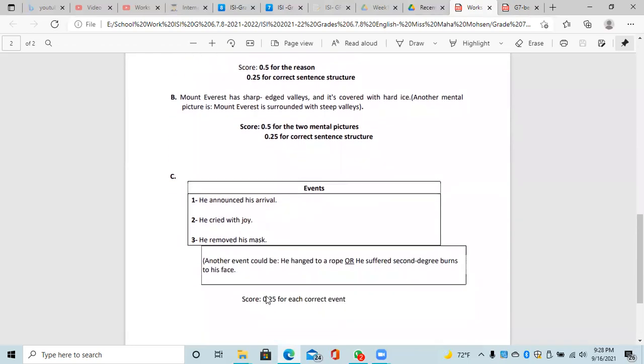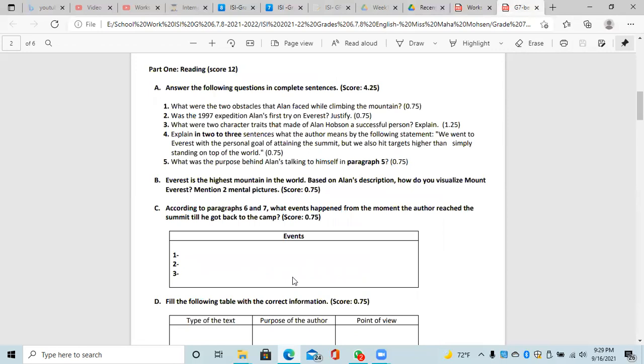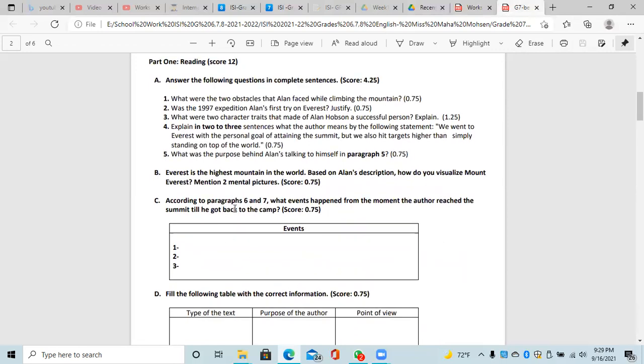Part C, which is the last part in this video that I'll be talking about. As I said, the other parts will be homework. So part C, according to paragraphs 6 and 7, what events happened from the moment the author reached the summit till he got back to the camp? You have to list the events that happened from the moment the author reached the summit till he got back to the camp.